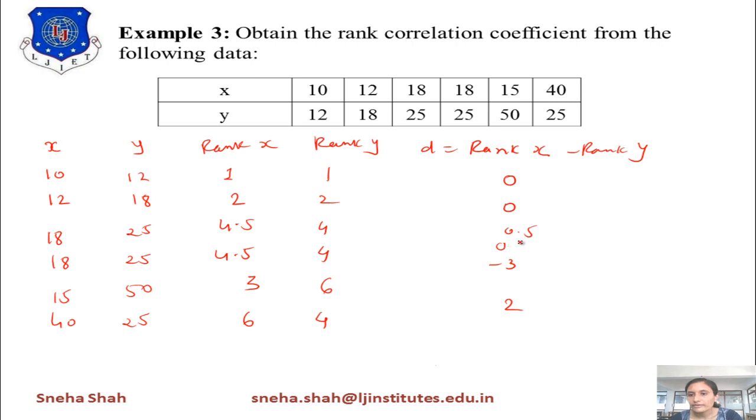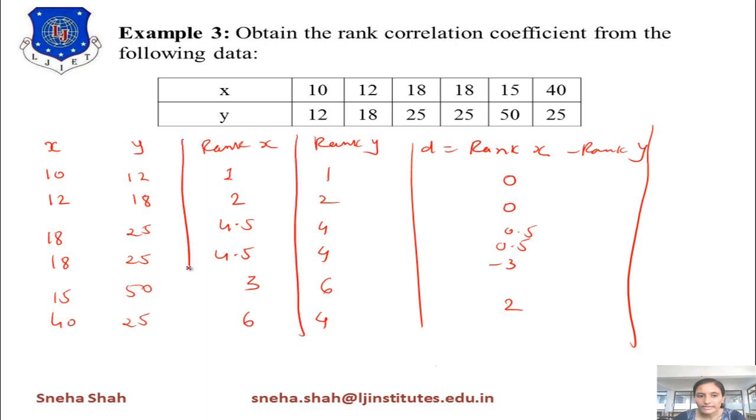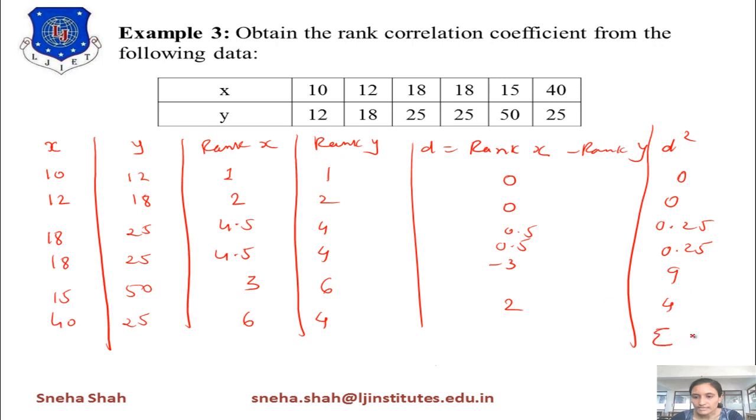After finding d, we want to find the next term, d square. Finding d square: 0 squared is 0, 0.5 squared means 0.25, 0.25, minus 3 squared means 9, 2 squared means 4. If I add all these values, it gives the summation of d square, and its value equals 13.5.